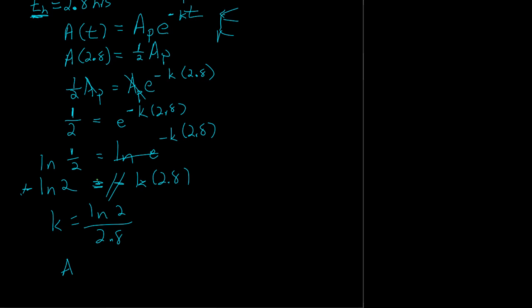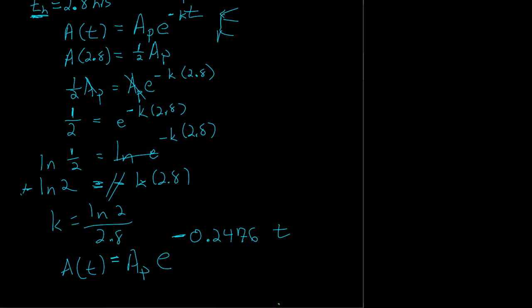So let's finish our model out here. I have whatever my peak amount is. My amount of engagement is my peak amount as a function of time, e to the negative, and I'm going to approximate this to a few decimal places. So ln 2 divided by 2.8 is 0.2476 times t. And so now I have a model.